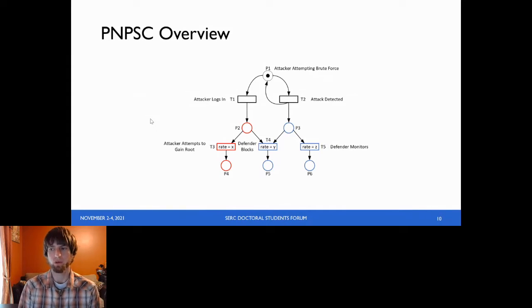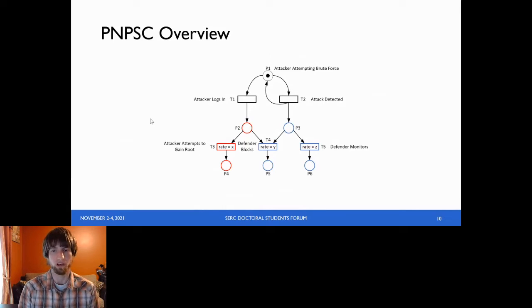Here's an overview of a PMPSC net. We'll go over the different components over the next few slides. In this net, we have an attacker trying to brute force log into a computer. The defender can detect the attack, then decide whether they want to block the attack, which is transition T4, or if they want to monitor the attack, which is transition T5.